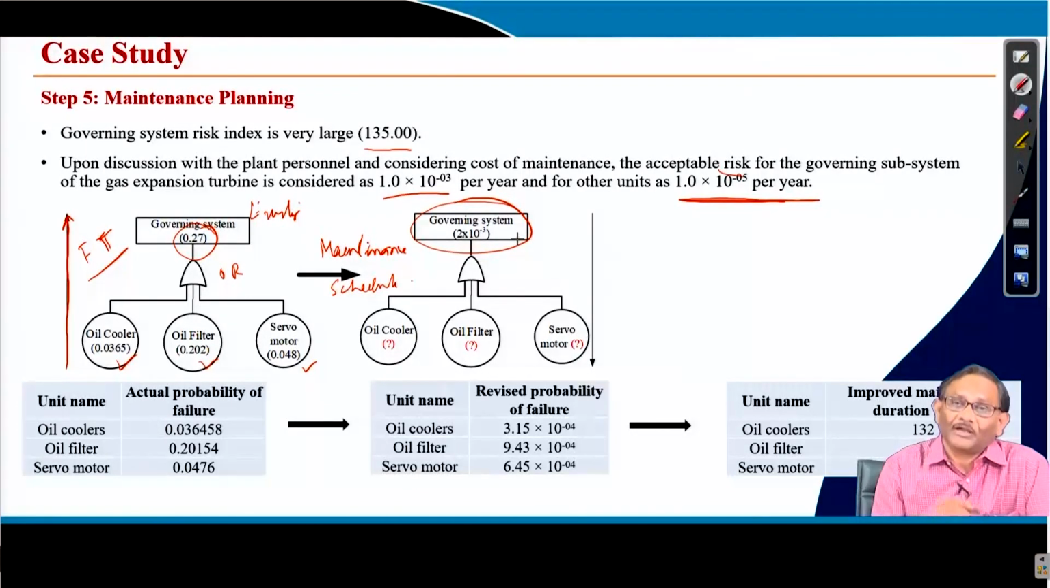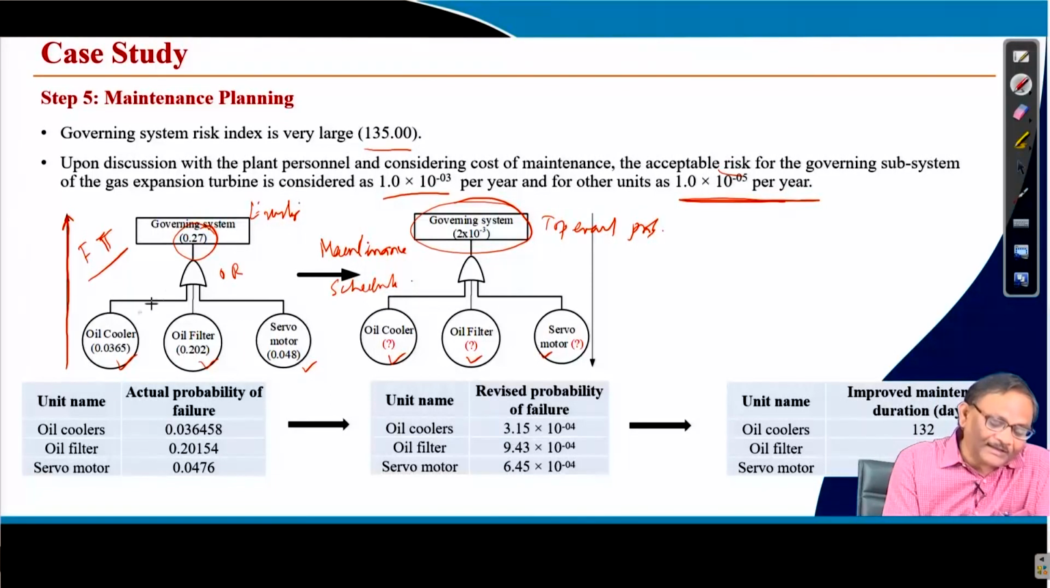Then what do you have at your hand? You have the top event probability. You require to know what could be the basic event probabilities. So here on the left hand side you developed a fault tree, and on the right hand side you see the arrow, we are talking about you require to develop a reverse fault tree.